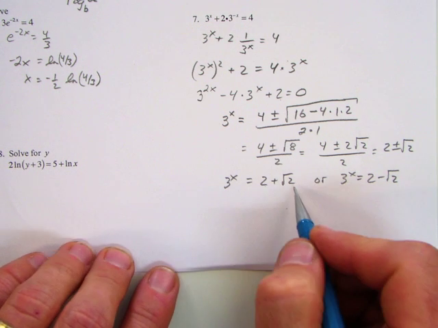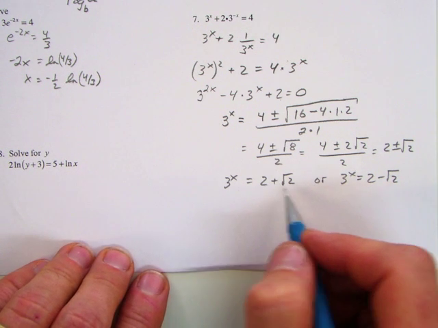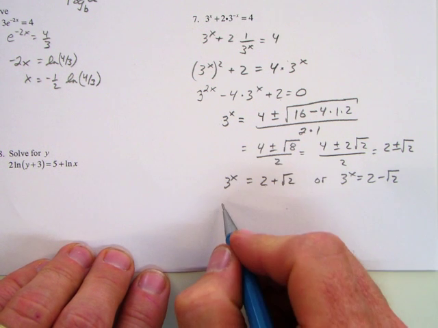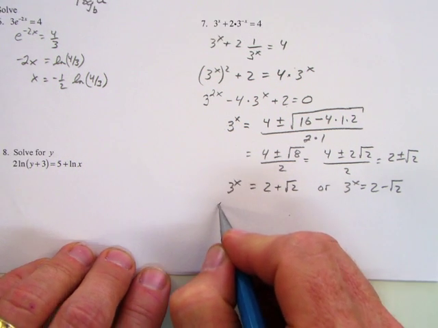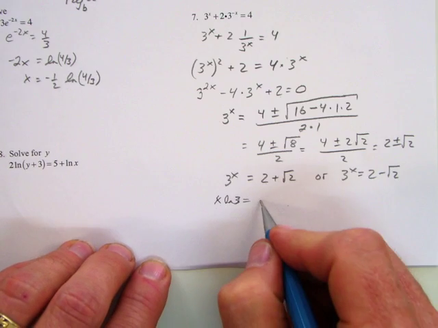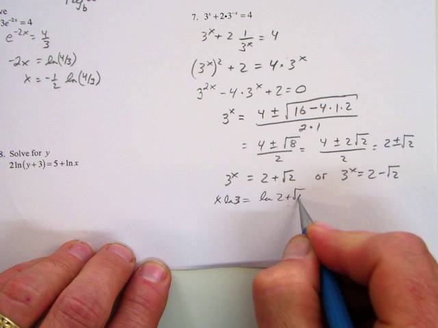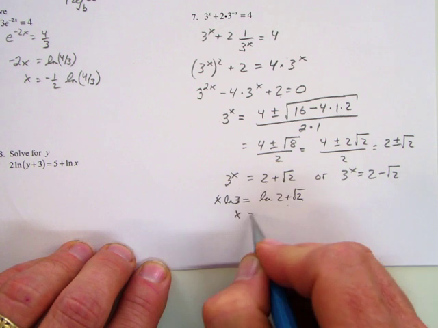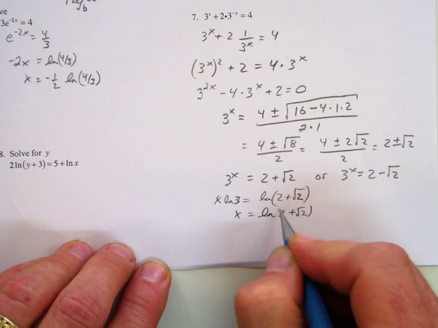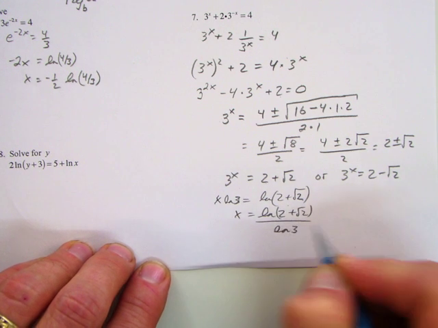Well, 2 plus the square root of 2, square root of 2 is about 1.4. That's a positive number. There's no problem with that. So we can find the ln of both sides. So we'll have x ln of 3 equals ln of 2 plus root 2. So x equals the ln of 2 plus root 2 divided by the ln of 3.